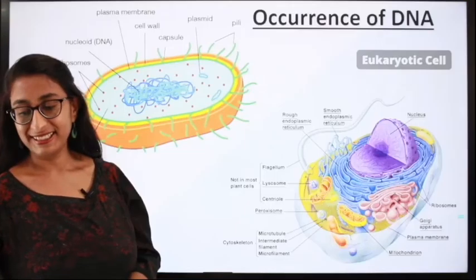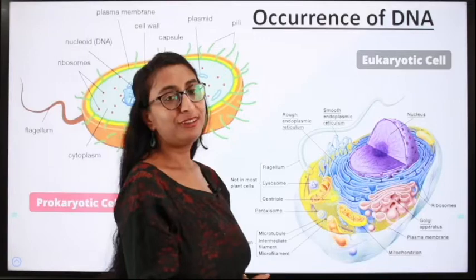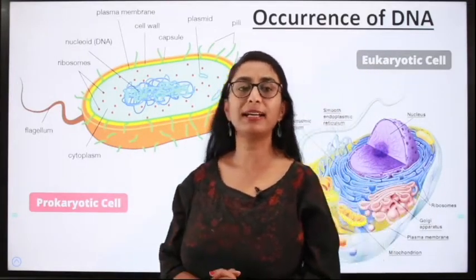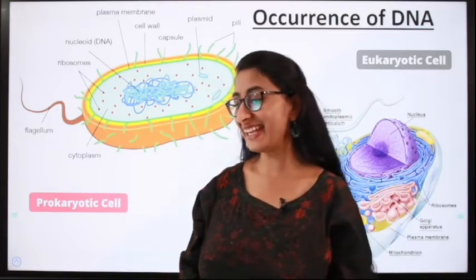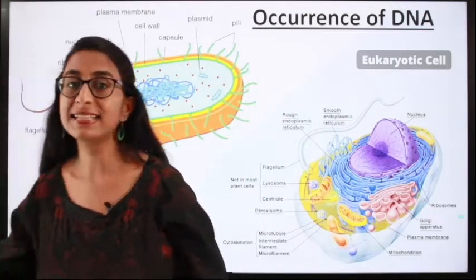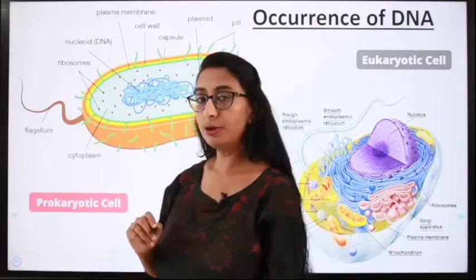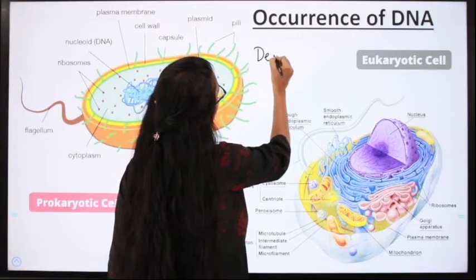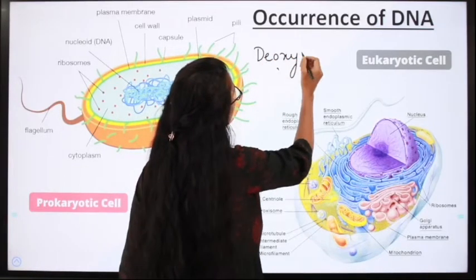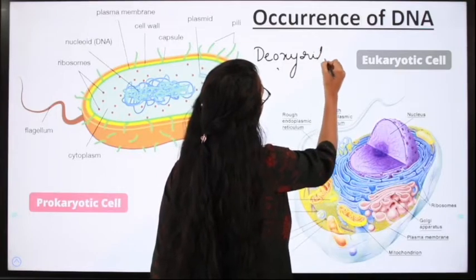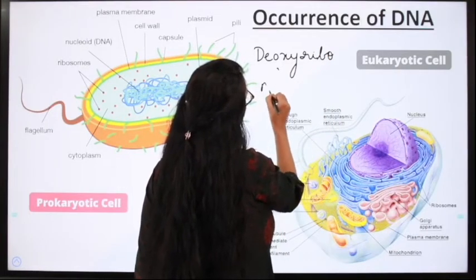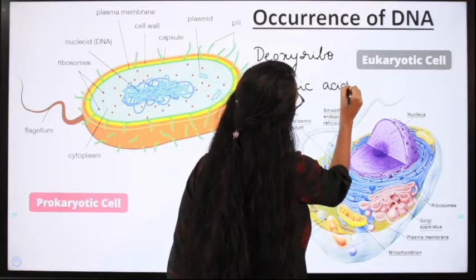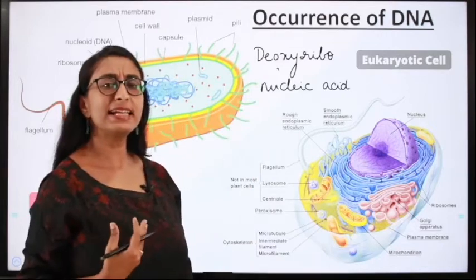The occurrence of DNA. Where does the DNA occur? So even before that, what is DNA? DNA is deoxyribonucleic acid, isn't it? So what is DNA?